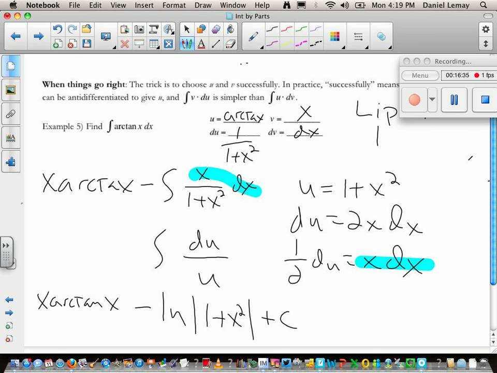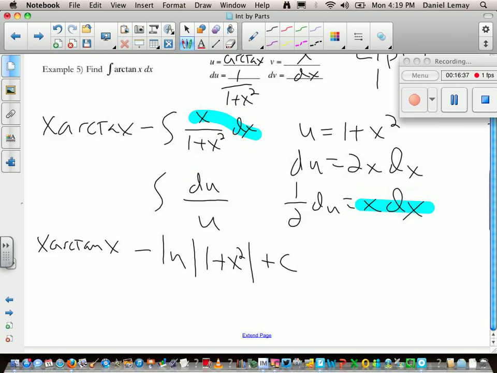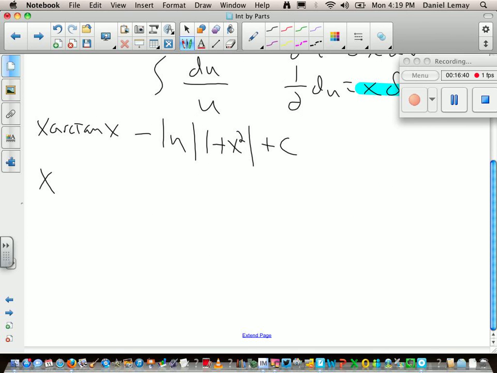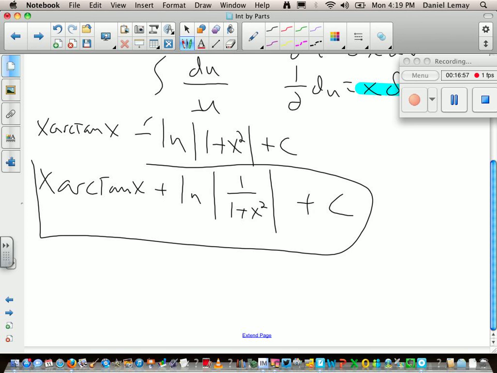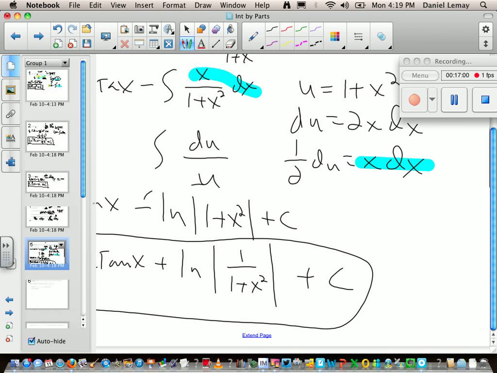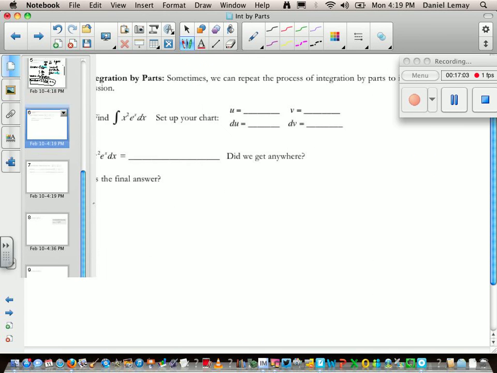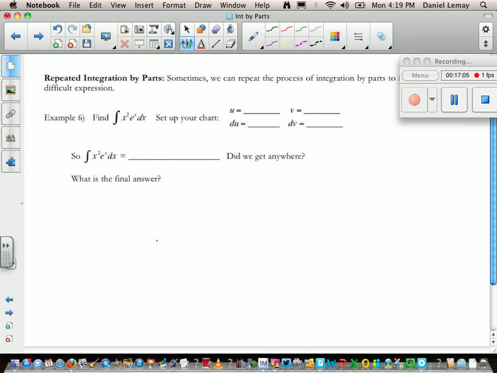If this were a multiple choice test, they just might make you do x arctan x plus ln of 1 over 1 plus x squared, to use that negative exponent, right? Bring that negative exponent up. They might do something like that. Okay? All right. So sometimes you've got to do this. Actually, what I'm going to do, folks, I'm going to stop and go on.